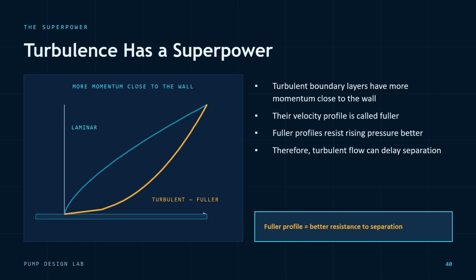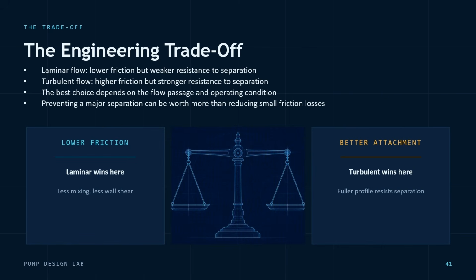The engineering trade-off. This creates a classic engineering trade-off. Laminar flow gives lower friction but may separate easily. Turbulent flow gives higher friction, but resists separation more strongly. The correct design choice depends on the situation. If early separation would create a large wake, a stall, or a major diffuser loss, a turbulent boundary layer may actually provide the better overall performance.